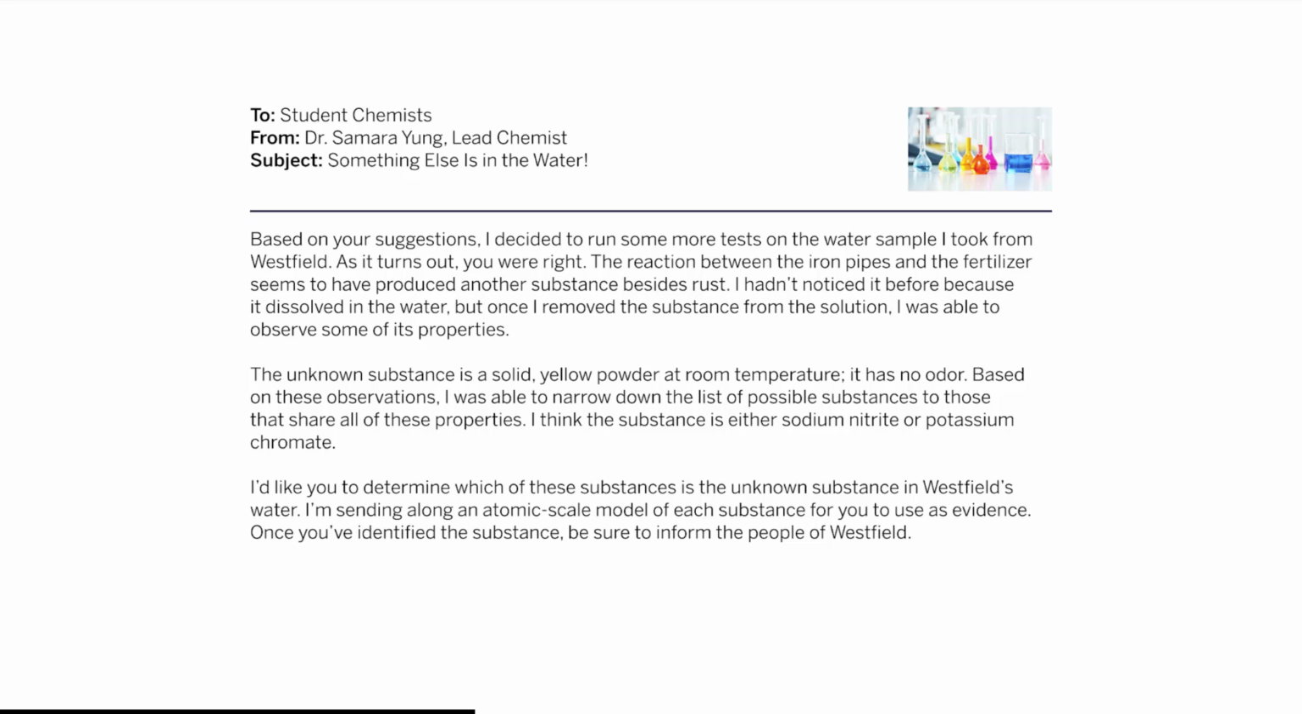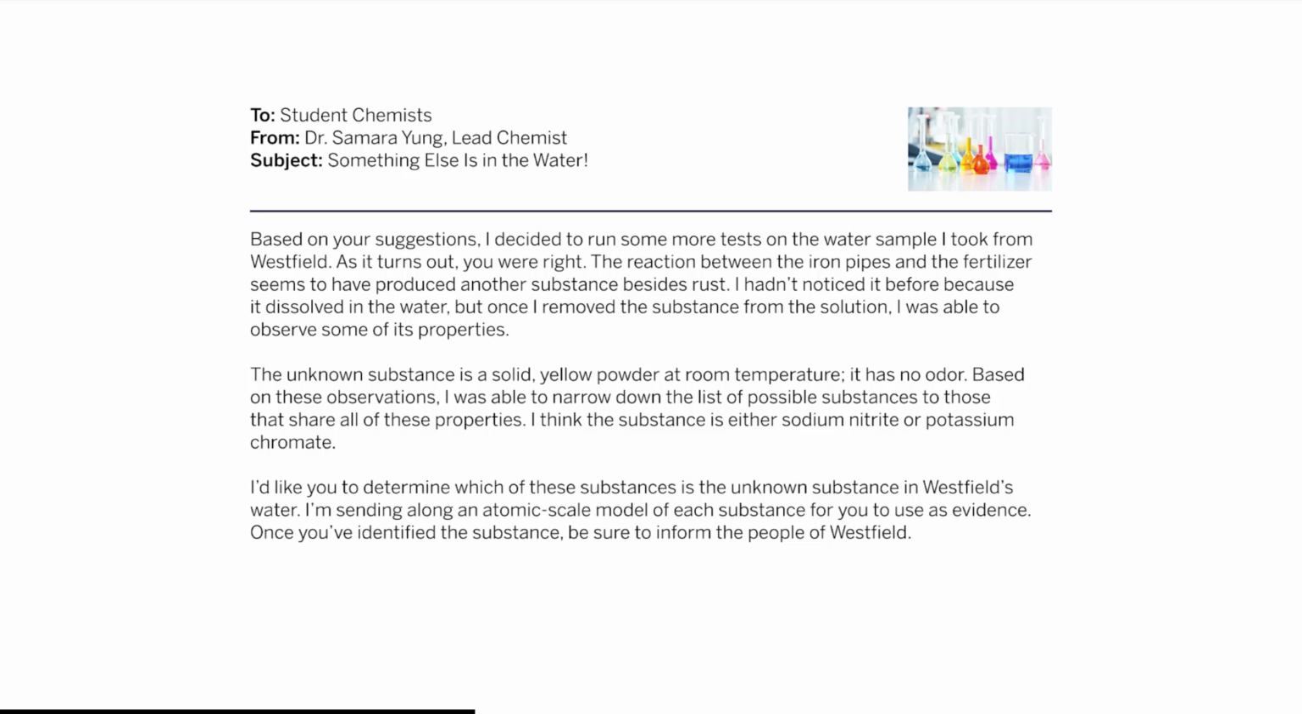Based on your suggestions, I decided to run some more tests on the water sample I took from Westfield. As it turns out, you were right. The reaction between the iron pipes and the fertilizer seemed to have produced another substance besides the rust. I hadn't noticed it before because it dissolved in the water, but once I removed the substance from the solution, I was able to observe some of its properties.